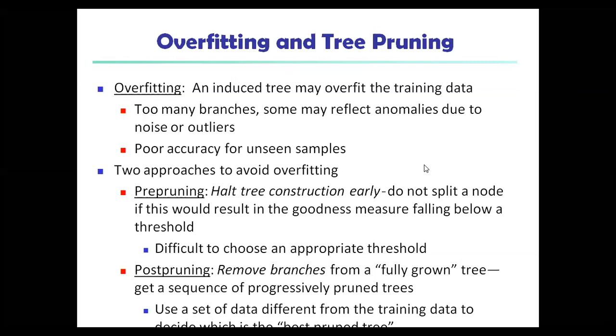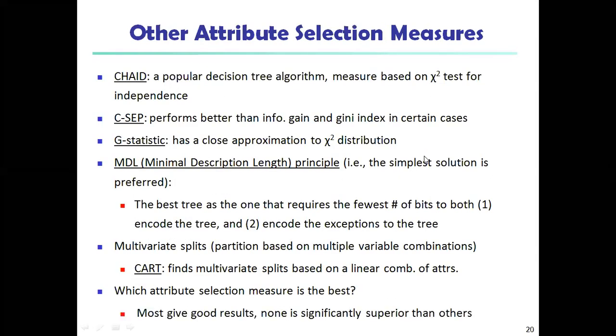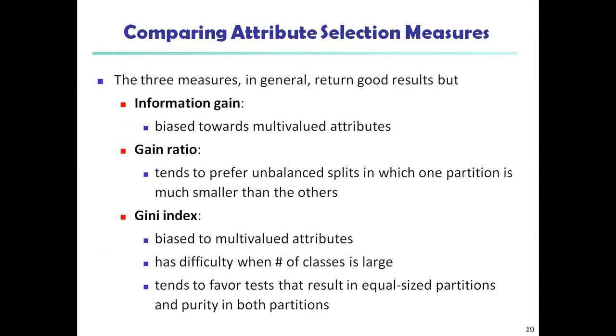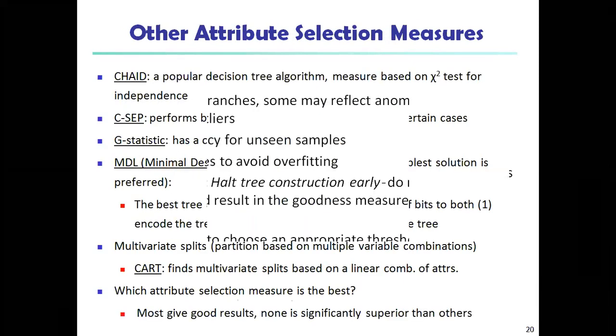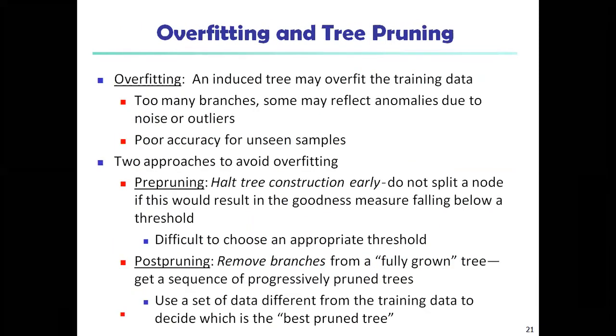So far in the last class, we discussed attribute selection measures. What are the selection measures you have to use in attribute selection? Mainly, you have to use three attribute selection measures: information gain, gain ratio, and Gini index. These are the measures we have discussed so far. But now in today's class, we will discuss overfitting and tree pruning.